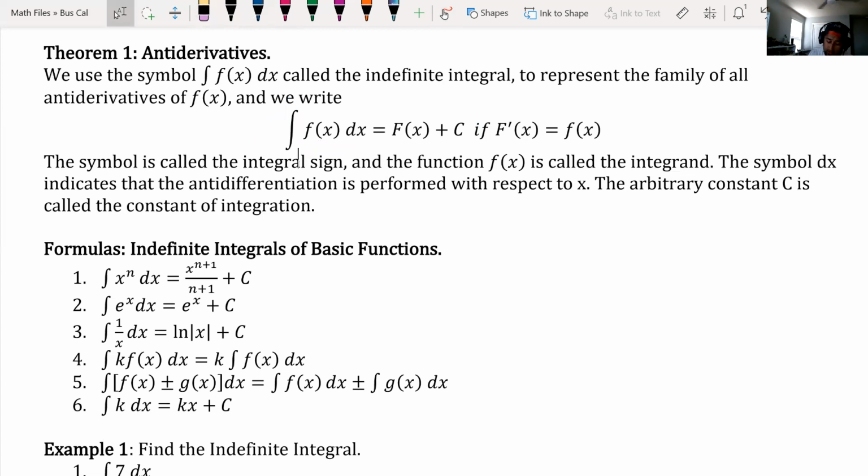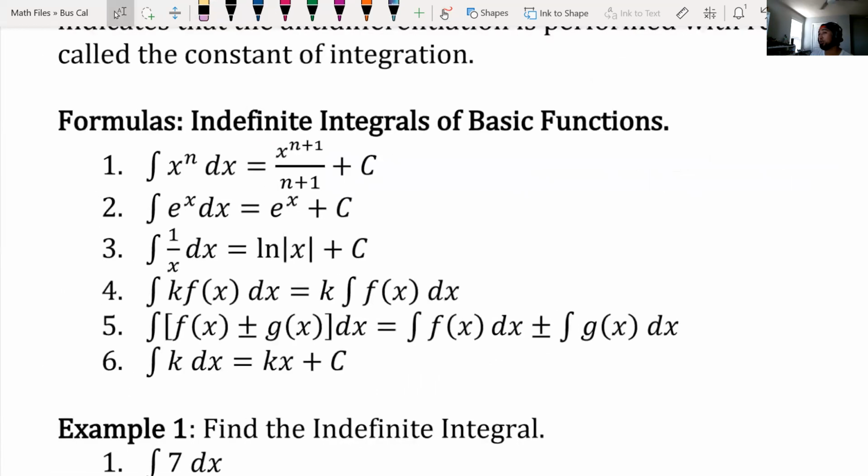Okay, now here are the formulas for antiderivatives. The first one is one of the most important ones. It is the power rule for antiderivatives. And remember I said for antiderivatives, we add the one back. So if we're given a function x to the n, then the antiderivative is going to be x to the n plus 1 over n plus 1 plus c. So that is the power rule. That's going to be the most popular rule we use today.